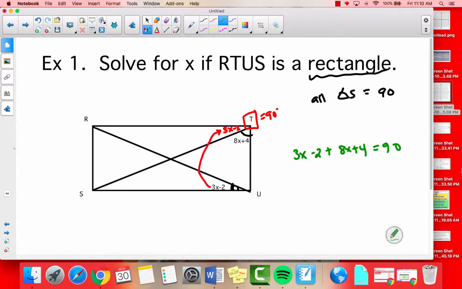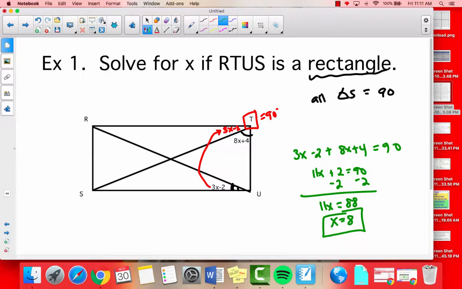And now it's just a matter of solving. If I add 3x plus 8x, I get 11x. Negative 2 plus 4, and I get positive 2, equals 90. Subtracting 2 to the other side, we get 11x equals 88. And then divide by 11, we get x equals 8. And then that was all they wanted for this problem, so we'd be done.